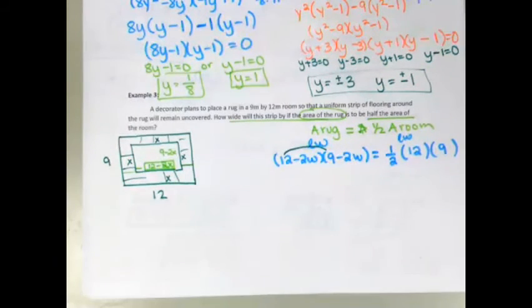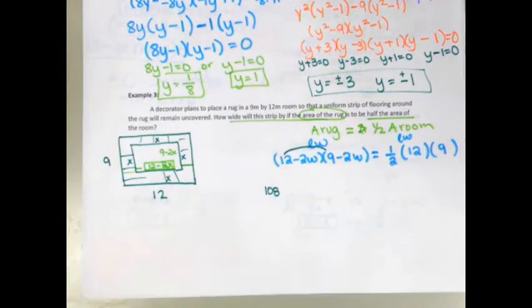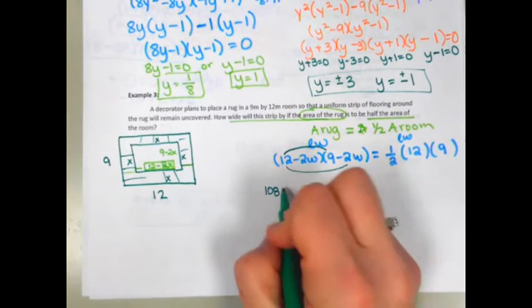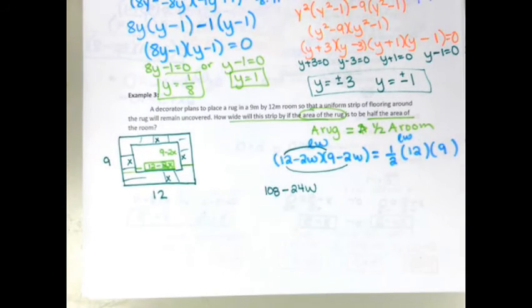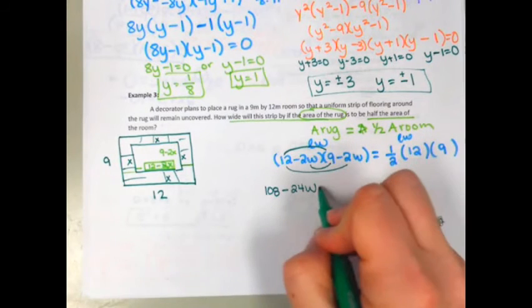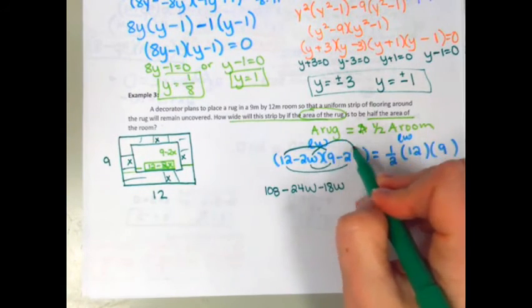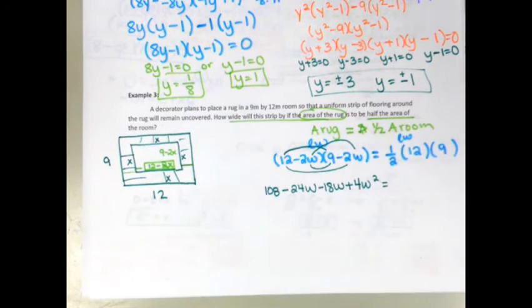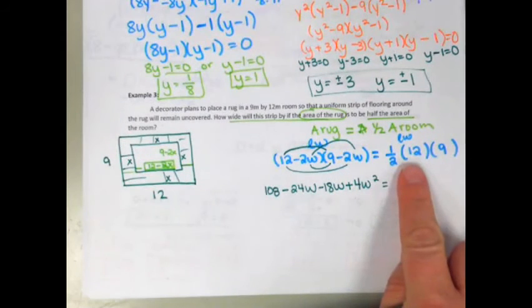What's 12 times 9? 108. 12 times negative 2W? Negative 24W. Negative 2 times 9, negative 18W. Negative 2W times a negative 2W is a positive 4W squared. Equals. What's a half of 12? 6. 6 times 9?